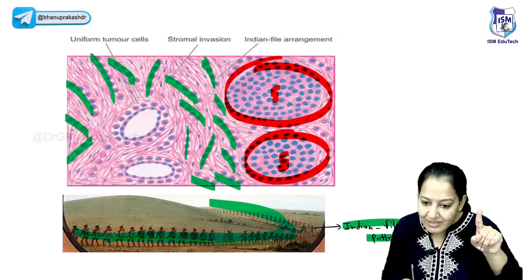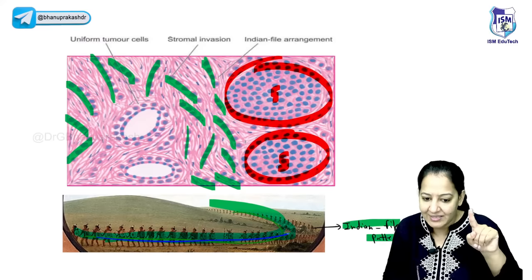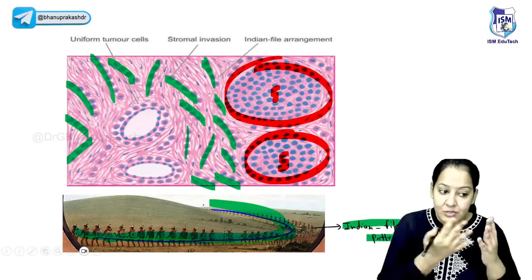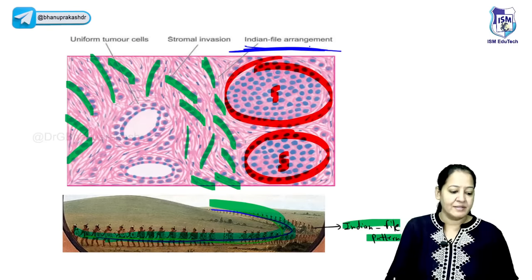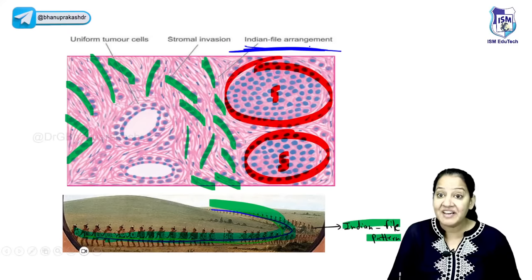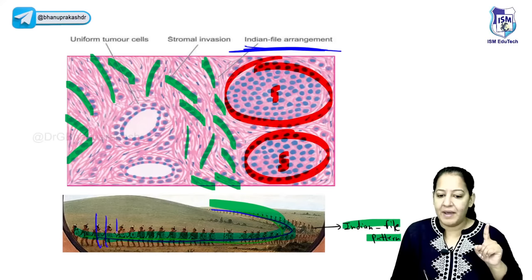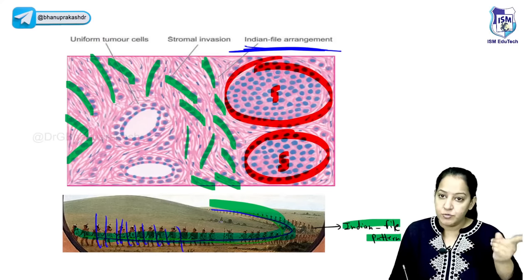This arrangement is known as Indian file pattern. So can I say the tumor cells are present in the stroma in the background in the form of the Indian file pattern? That is one behind the other. How many of you got it? The meaning of the Indian file pattern. Indian file means one behind the other. One behind the other. So tumor cells are present.